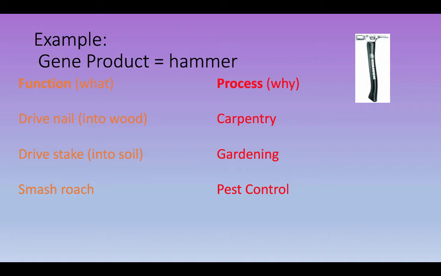We could also use a hammer to smash a roach, right? And that would be a different process. That would be pest control. And we could also use it as a juggling object, right? And that would be entertainment. So you can see how just one entity can be defined in many different ways, in different functions and different processes.